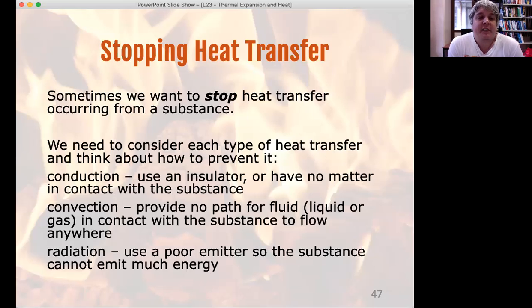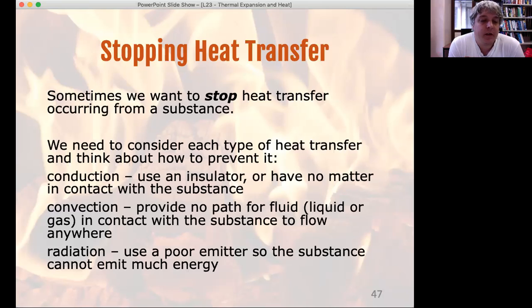Conduction and convection both involve matter. So if we get rid of matter, that would be easy, but getting rid of matter is not that simple. But for conduction, we could use an insulator, because an insulator is not good at passing energy by conduction. So an insulator would stop that method of heat transfer. For convection, we could provide no path for fluid flow. So we could use solid objects, or if we have to have liquids, we could have some way to prevent flow. So we could have liquids in separate little sections, not one big body where it can flow.